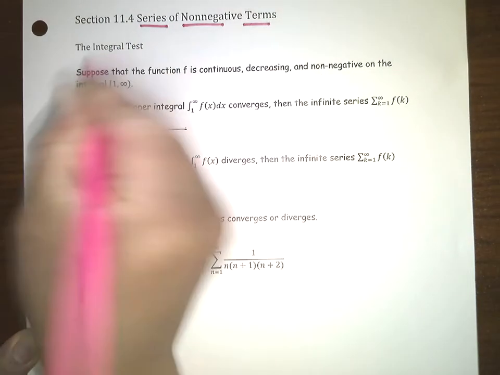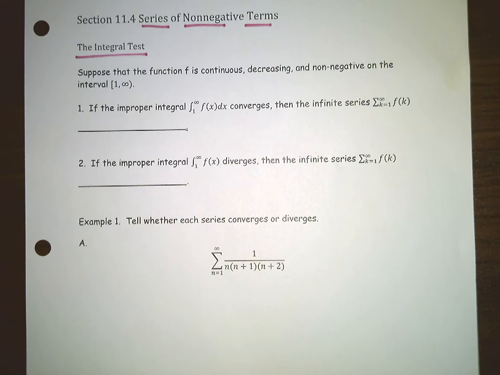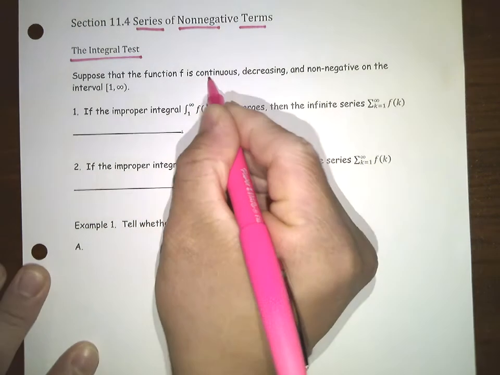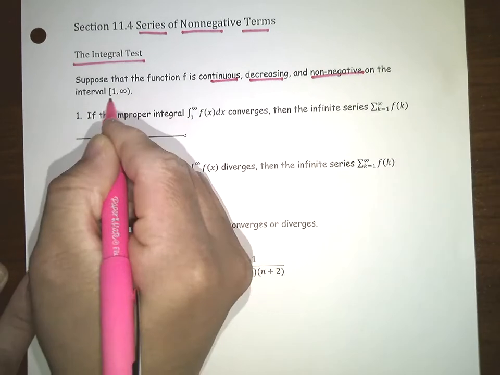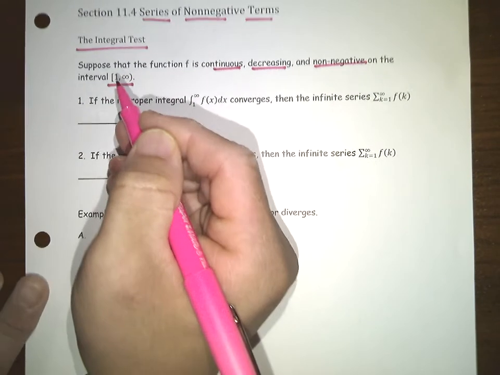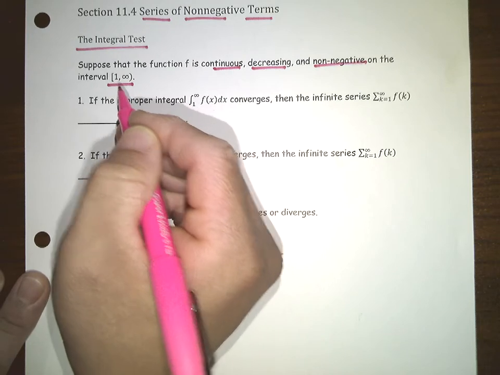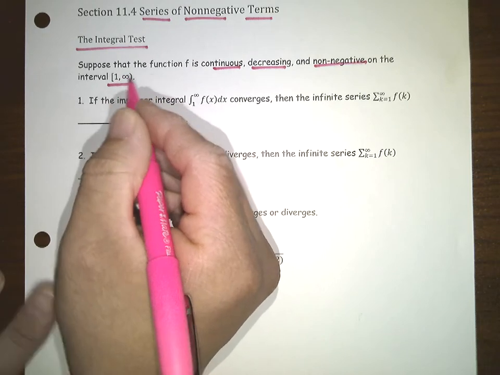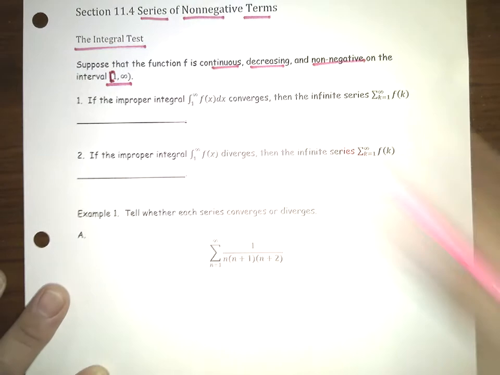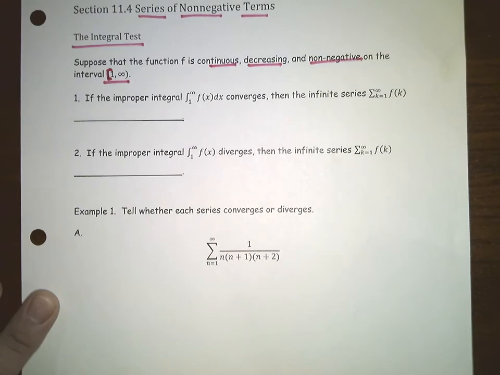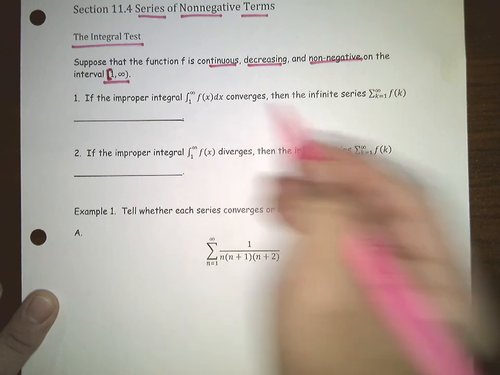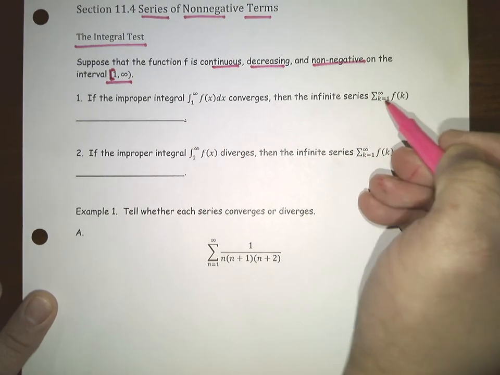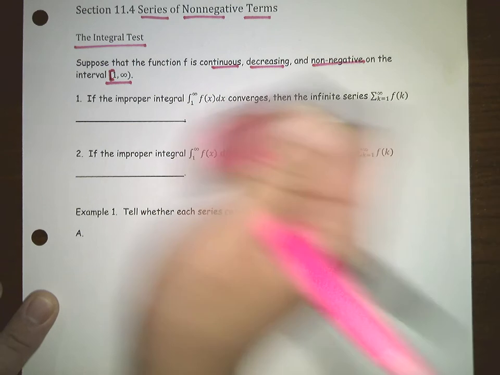So in this section, we're going to start with the integral test. Suppose that the function f is continuous, decreasing, and non-negative on the interval from 1 to infinity. Notice that this is a half closed interval where the 1 is included. If the improper integral from 1 to infinity of f of x dx converges, then the infinite series sum k equals 1 to infinity of f of k converges.